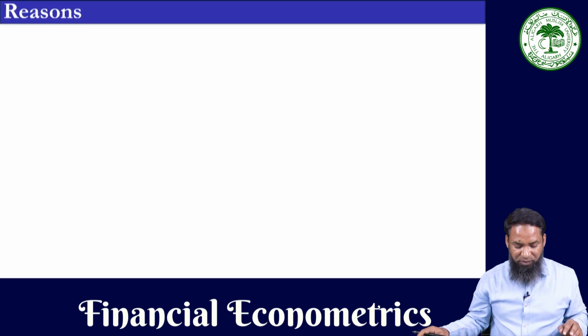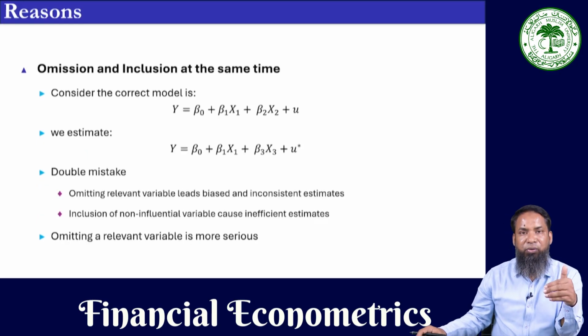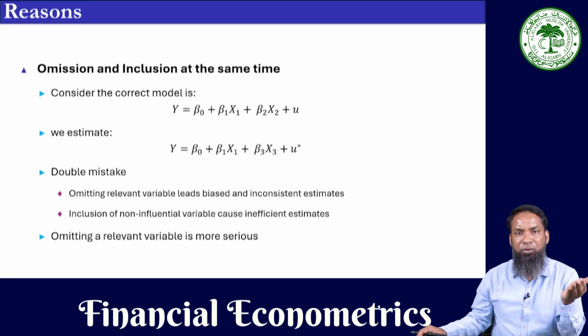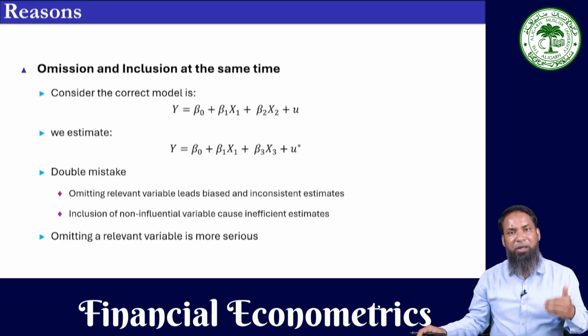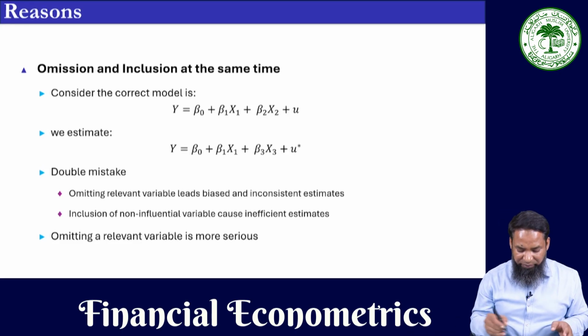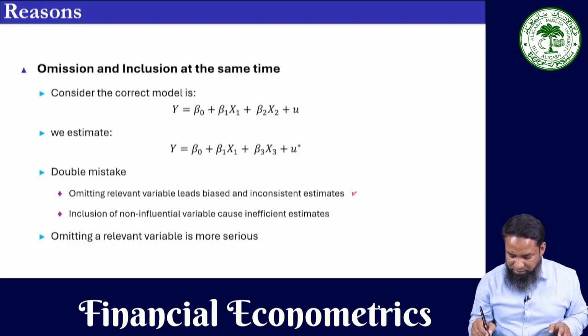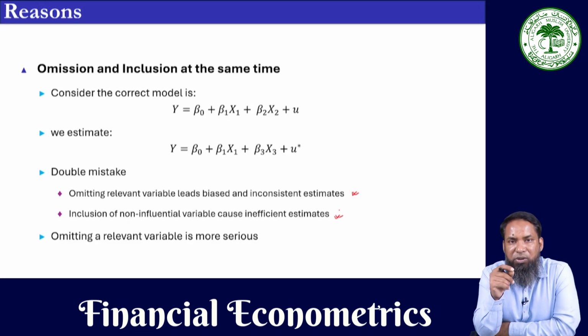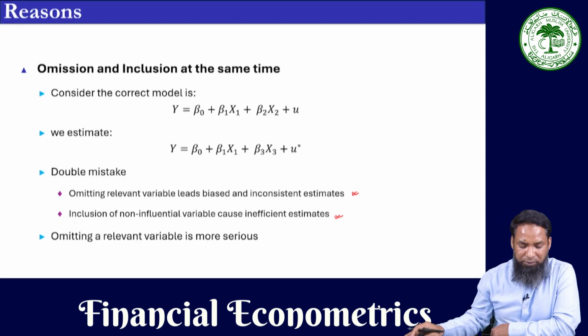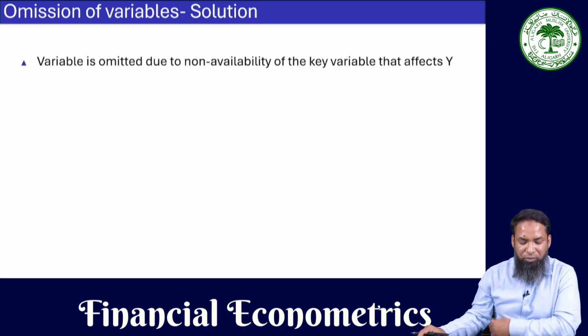Now, let us say we are doing both: omitting the important variable and including the irrelevant variable. In that case, we will be making a double mistake. Omitting a relevant variable leads to biased and inconsistent estimates, whereas including a non-influential variable causes inefficient estimates. However, omitting is the more serious issue compared to including the non-influential variable. Now, what is the solution?